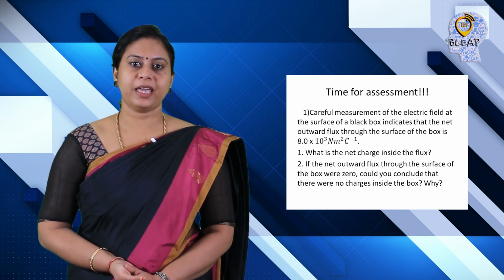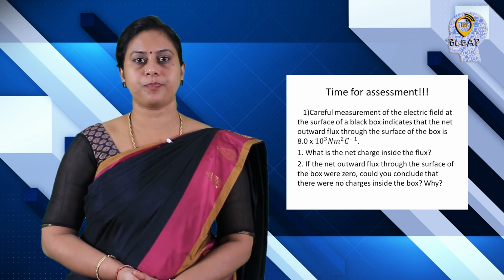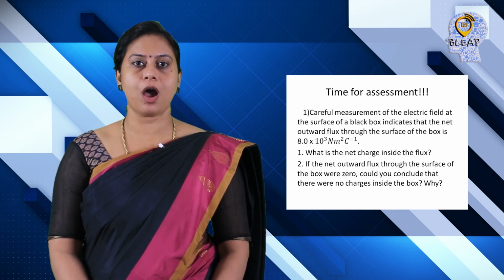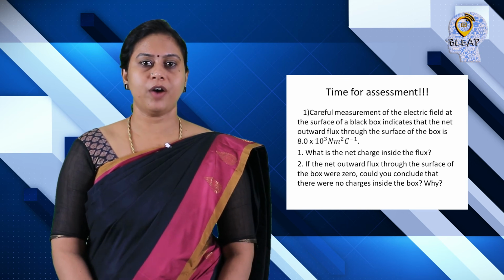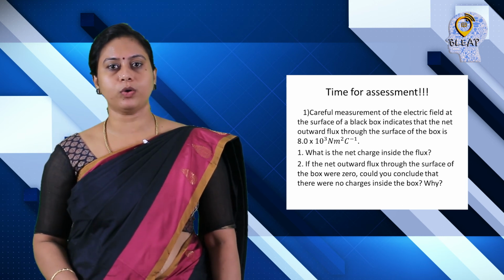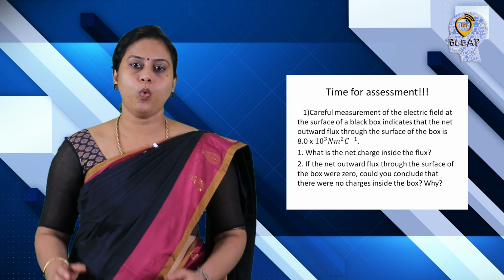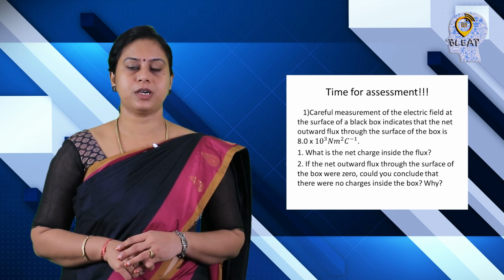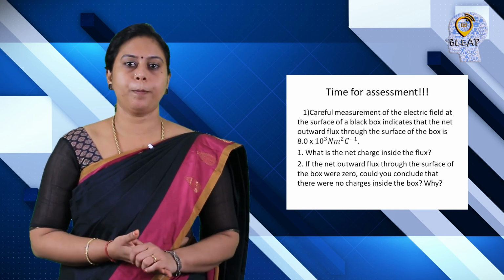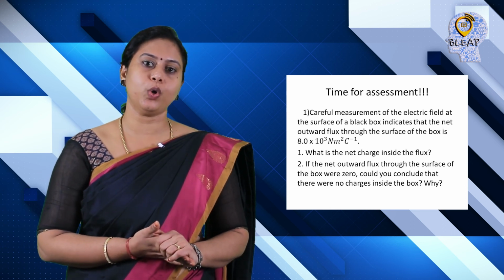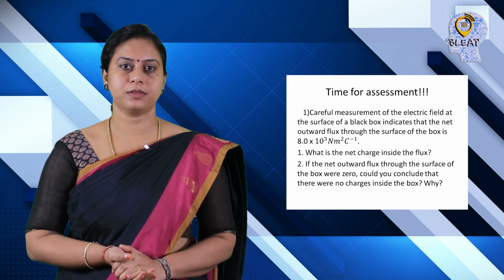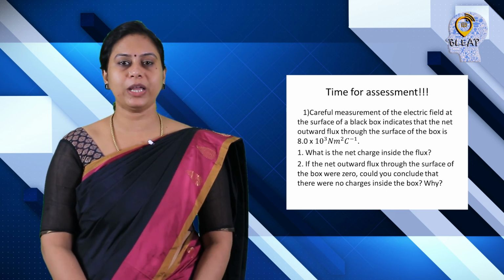Question 1. Careful measurement of the electric field at the surface of a black box indicates that the net outward flux through the surface of the box is 8.0 into 10 power 3 Newton meter square coulomb power minus 1. What is the net charge inside the box? And if the net outward flux through the surface were 0, could you conclude that there was no charge inside the box, and why? Pause, think of the answer, and now you can play it.